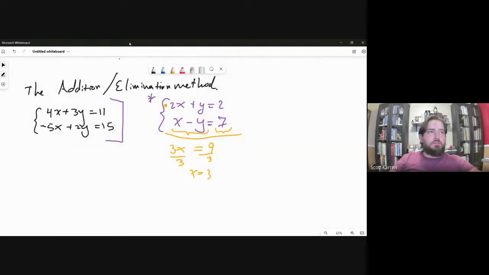And since I know x equals 3, I'm then going to take that and plug it into one of these or the other. It doesn't matter. 3 minus y equals 7. Subtract 3 from each side, and I get minus y equals 4. Multiply each side by -1, and I've got y equals -4, right?